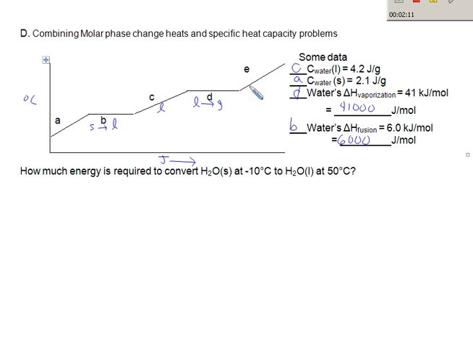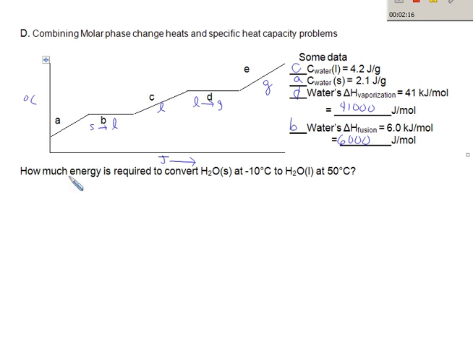And then the last segment, in this area, we are completely in the gas phase. And I have not provided you with the constant for the specific heat capacity for the steam phase. So we're not going to do anything with that.